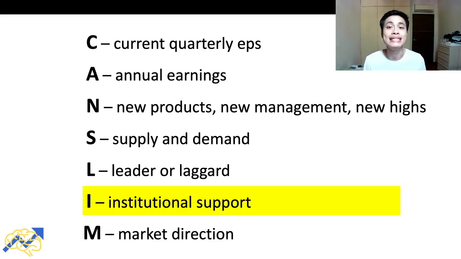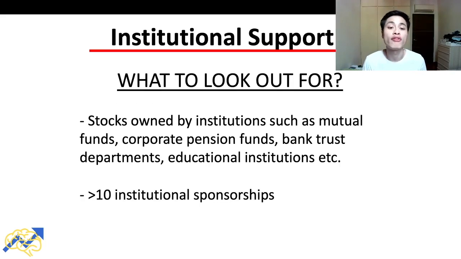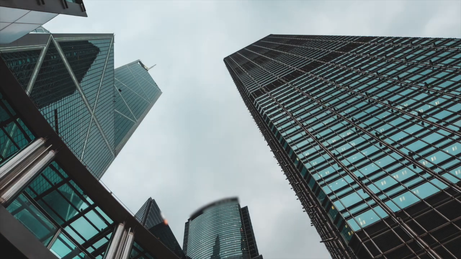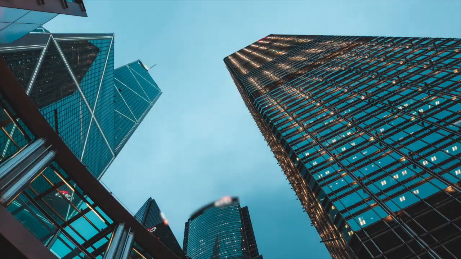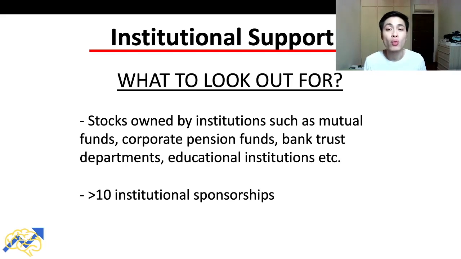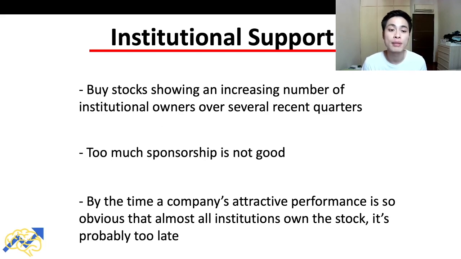The next criteria is institutional support. We want to look out for stocks owned by institutions such as mutual funds, corporate pension funds, bank trust departments, and educational institutions. Ideally, according to William O'Neil, we want to see a stock being owned by more than 10 institutions. For institutional support, we want to buy stocks showing an increasing number of institutional owners over several recent quarters. But with that said, too much sponsorship is also not good, because by the time a company's attractive performance is so obvious that almost all institutions own the stock, it's probably too late.